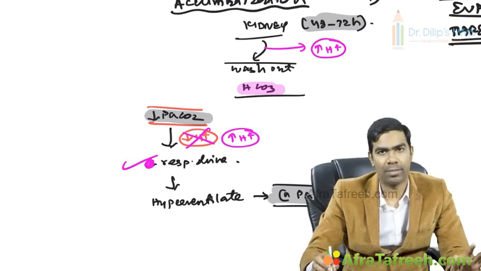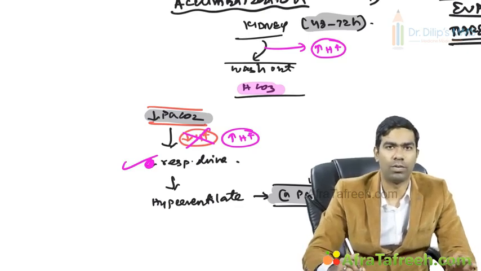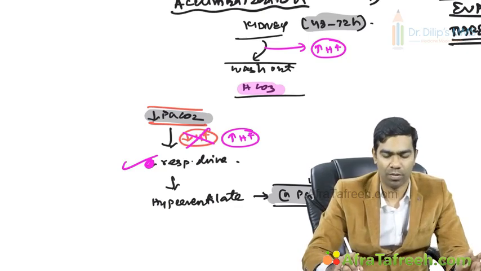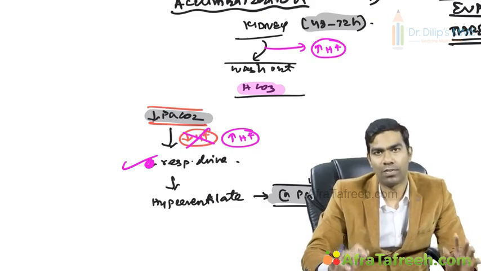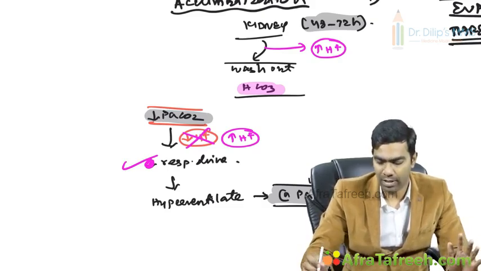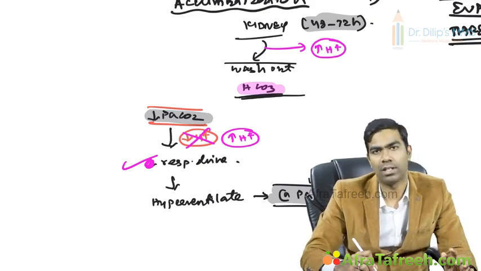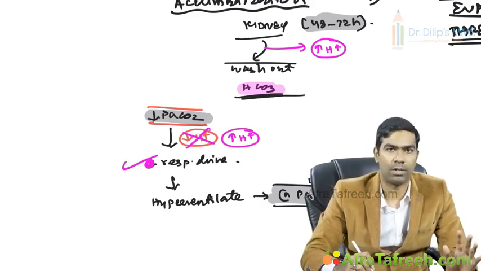So this is the early acclimatization, and the symptoms of low PaO2, which I'll tell you in some time, will start resolving. So this is what we refer to as early acclimatization. That is by the kidney's mechanism of wasting bicarbonate and conserving more H+.